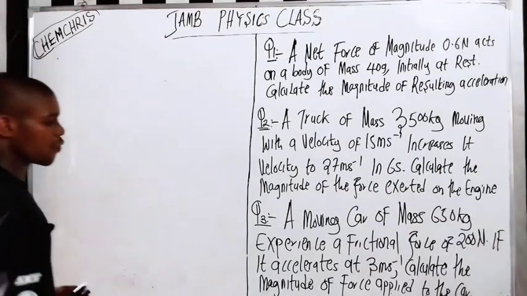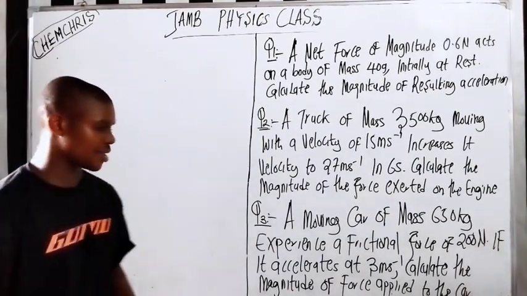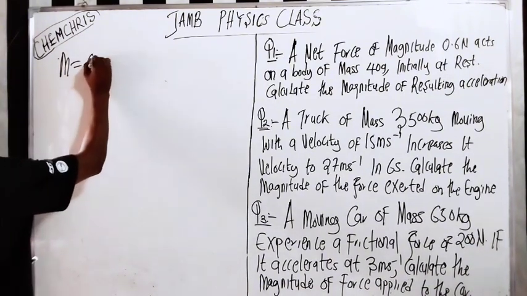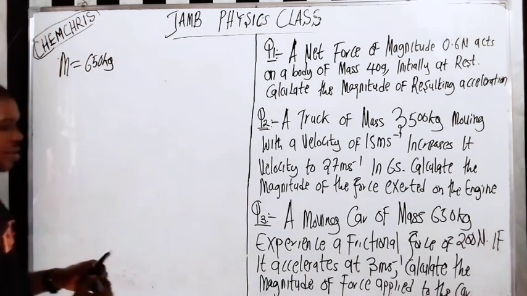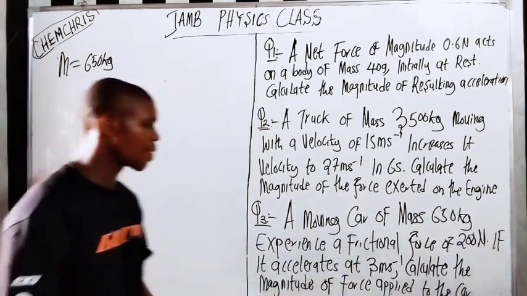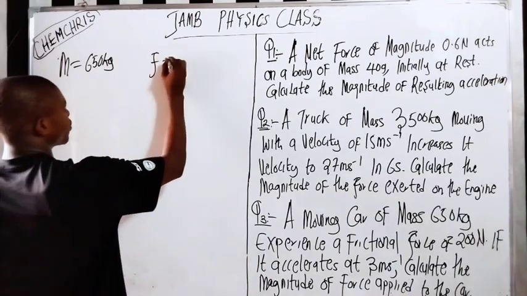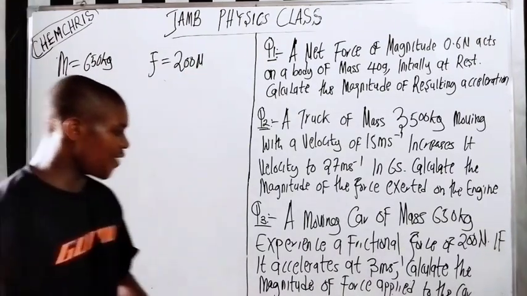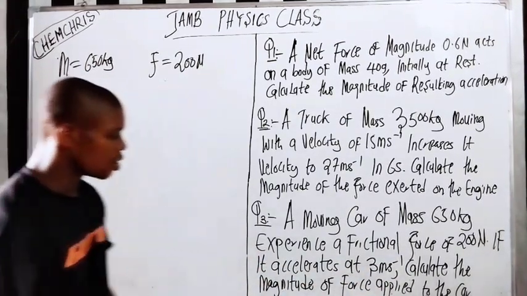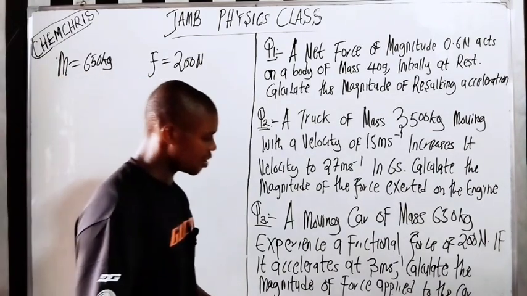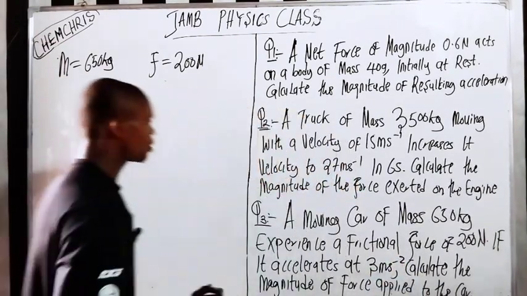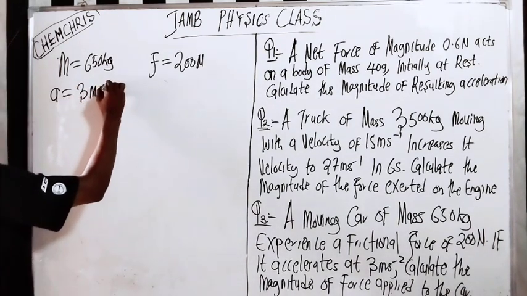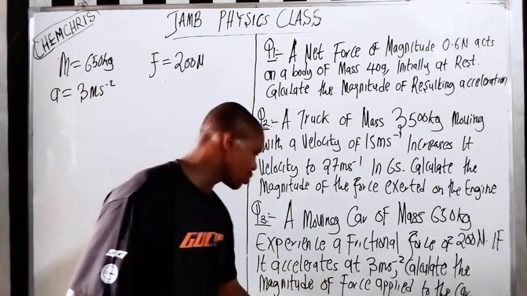Let's continue here. How do you solve question 3? They say a moving car of mass M equals 650 kg. Express a frictional force. Frictional force is 200 Newton. If it accelerates at 3 meter per second square, so you're going to be meters. So A equals 3 meter per second square. Calculate the magnitude of the force applied.